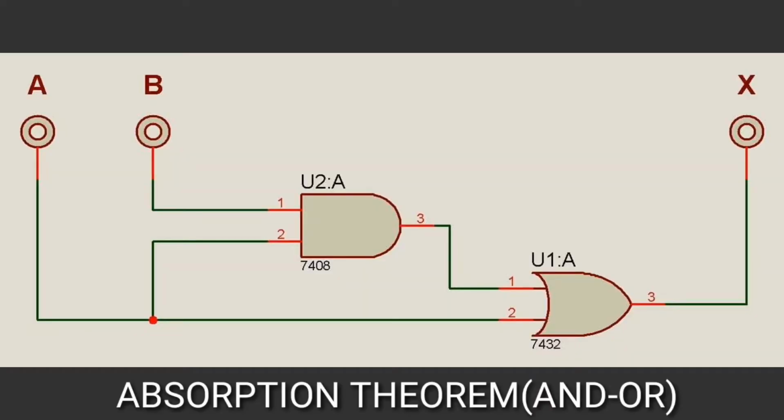For the second part of the experiment, which is the absorption theorem, we will determine the logic output of an AND-OR and an OR-AND combination circuit. Using 7408 and 7432 logic gates, we will construct the AND-OR combination circuit shown in this diagram.